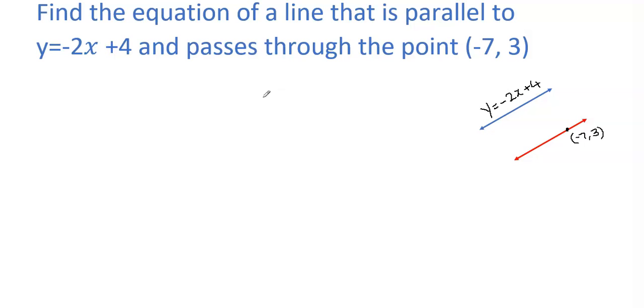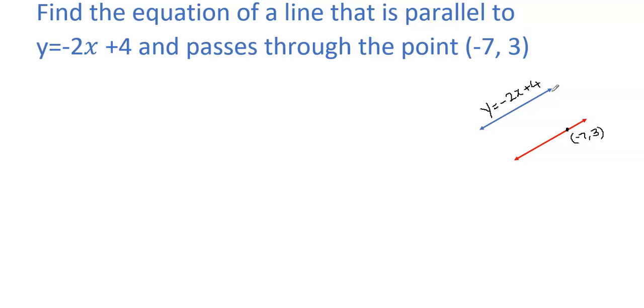Hi, in this video we'll learn how to find the equation of a line that is parallel to a given line and passes through a given point. My question is: find the equation of a line that is parallel to y equals negative 2x plus 4 and passes through the point (-7, 3).